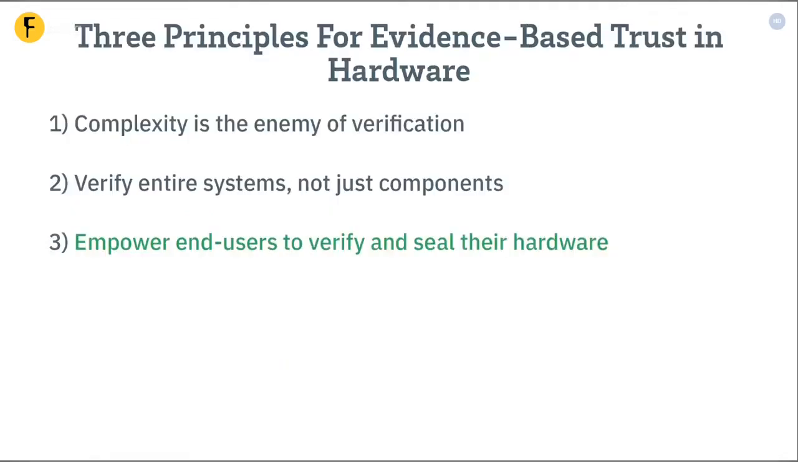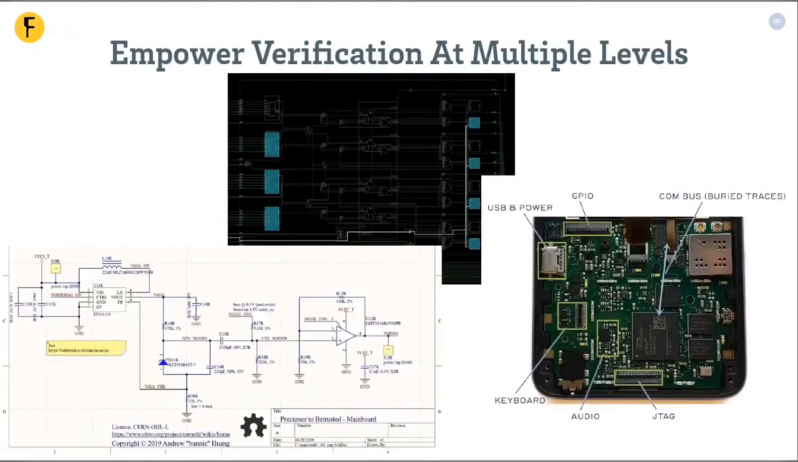And the third point is we need to empower end users to verify and seal their hardware. People need to be able to do this, at least ideally, as close to home as possible. Maybe if you don't have the technical capability yourself, you have a friend who can help you do this, right? Verify at multiple levels what's going on inside the hardware. At the design level, we can have open review of the design. At the board level, we have guides that show us where things are and what they should look like. And at the chip level, we have the circuit principles available for us to think about. And ideally, we can also do something about that.